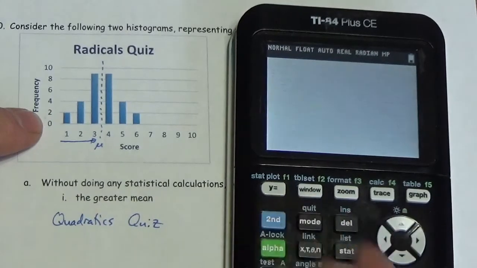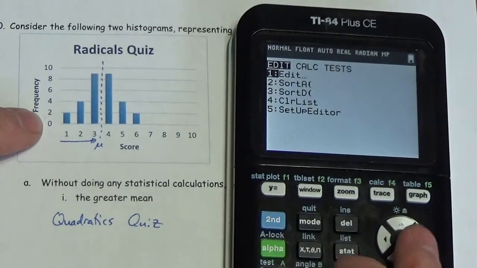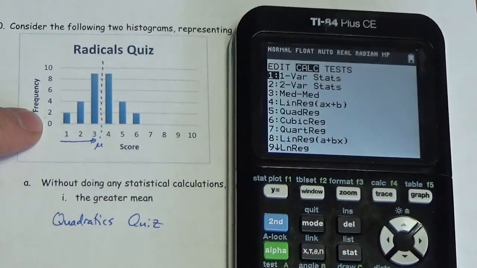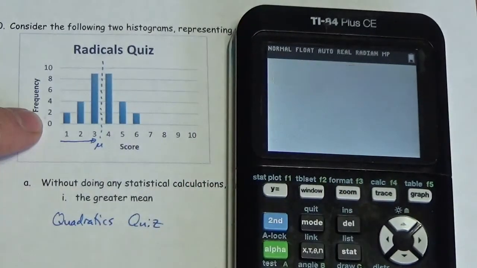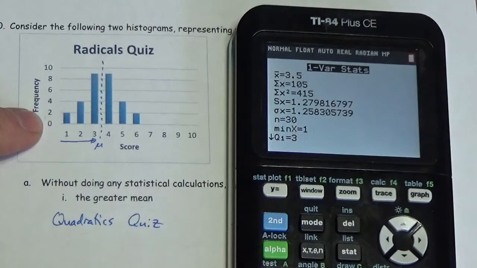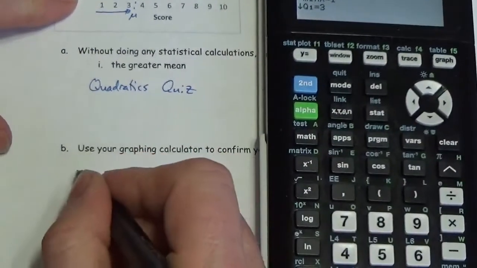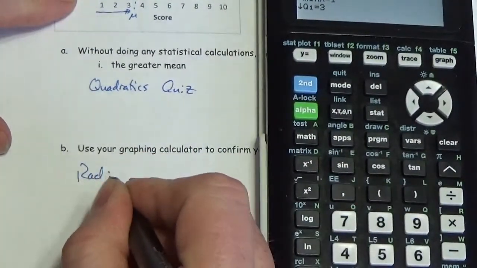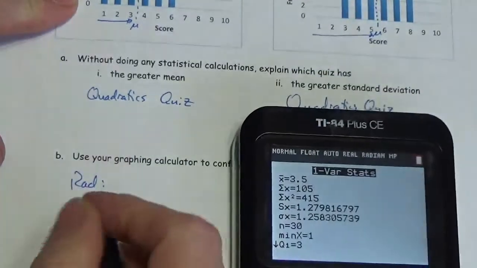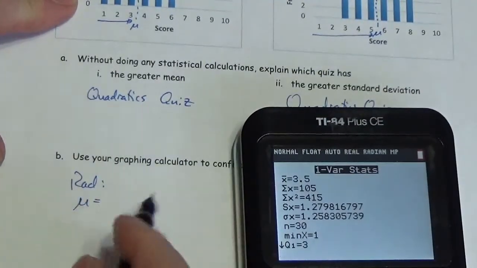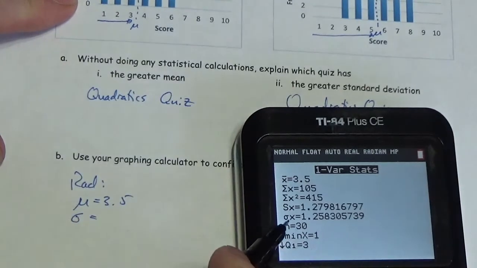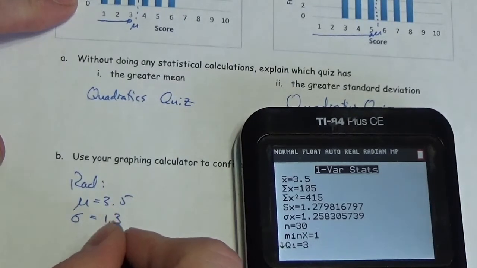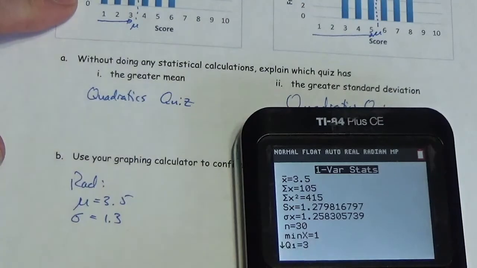Okay, so now let's quit. We'll use our stat, calc, one variable statistics, list 1 with a frequency and list 2. Okay, so for the radicals, our mean we see is 3.5, and our standard deviation here is 1.3, when we round that to the nearest tenth.